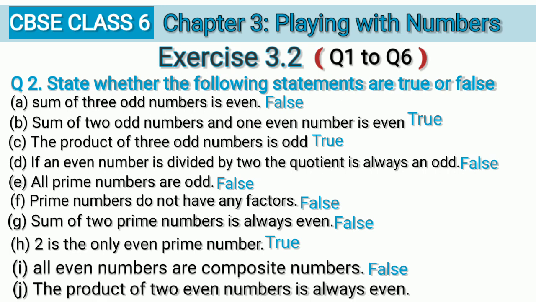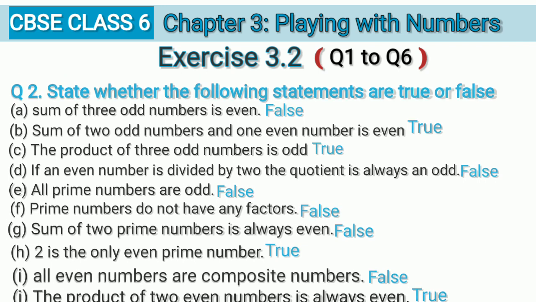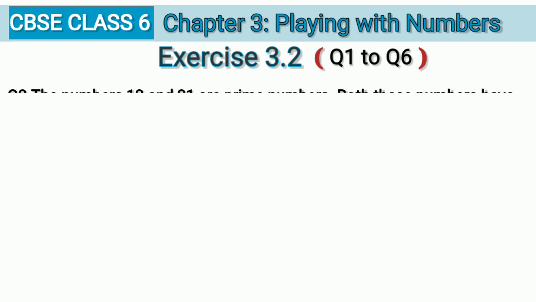Last statement of the question: the product of two even numbers is always even. Yes, it is true. You can multiply any two even numbers and check. The product will always be even. So the statement is true. Let us move on to question 3.